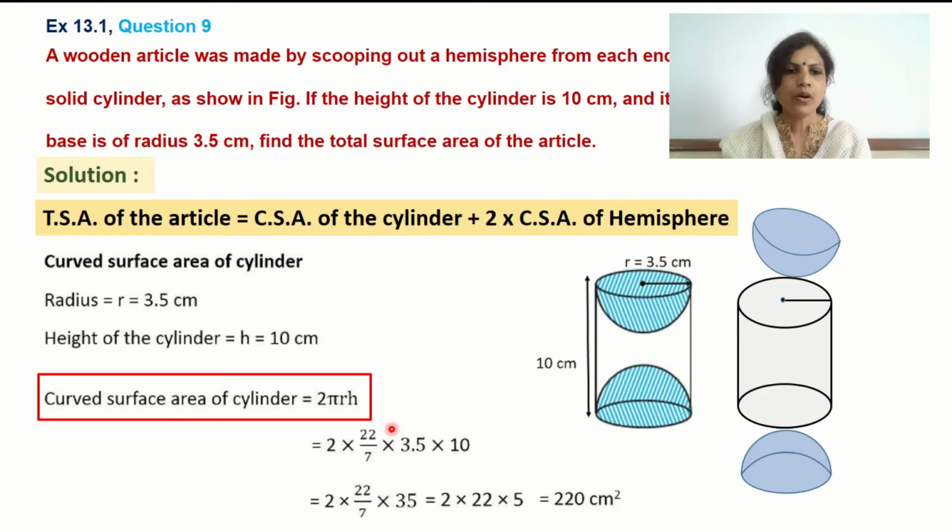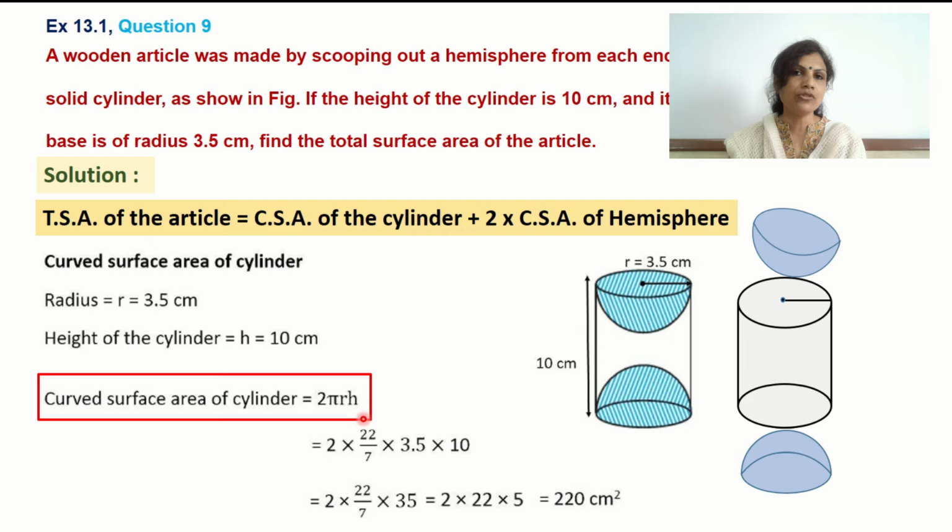So the next sum, question number 9. A wooden article was made by scooping out a hemisphere from each end of a solid cylinder as shown in the figure. If the height of the cylinder is 10 cm and its base is of radius 3.5 cm, find the total surface area of the article.